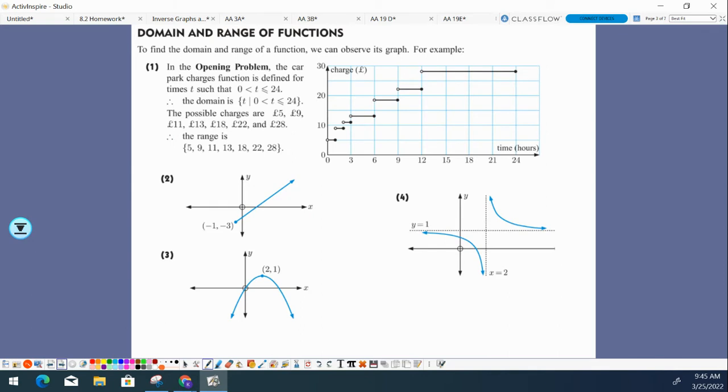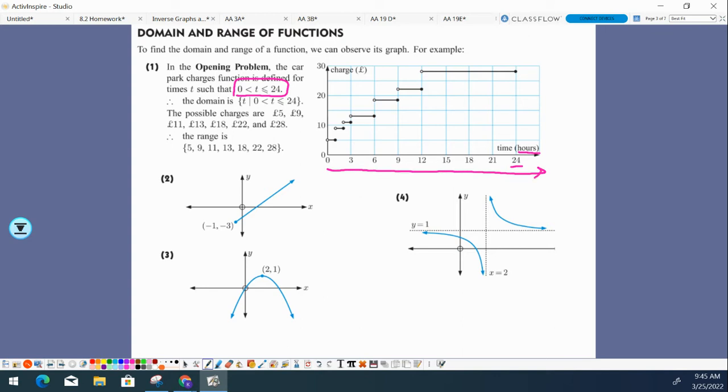So let's look at some of these problems on the next page. All right, so number 1 is from the opening problem. It might be a little hard to start with number 1, but notice that it's got an open circle at 0, so it does not include 0, but it goes all the way to the right to 24 hours, so it does include 24 hours on the right. So it uses all the x values in between 0 and 24.